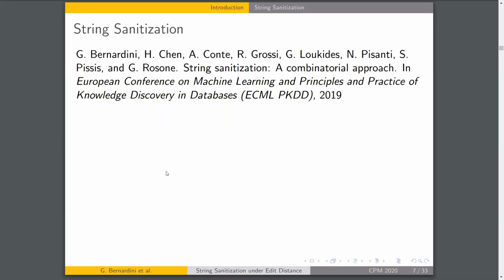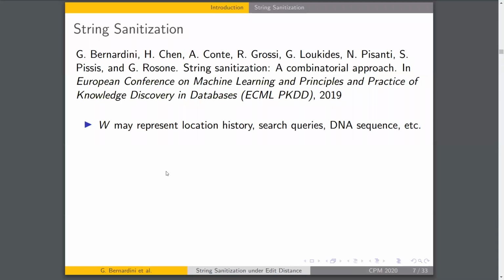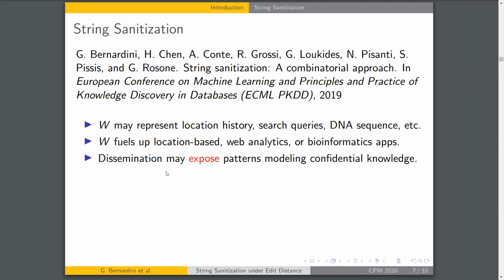We work on string sanitization, where the data is basically a string. And this was introduced in the 2019 paper by Bernardini et al. And so we have a string W, which may represent all kinds of data like location history, search queries, a DNA sequence, etc. And such a string is used for analysis. However, sharing this string may expose patterns modeling confidential knowledge. We call these patterns sensitive.